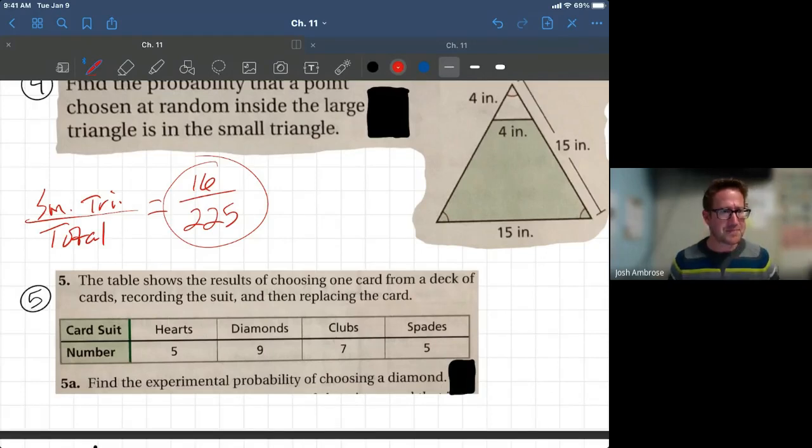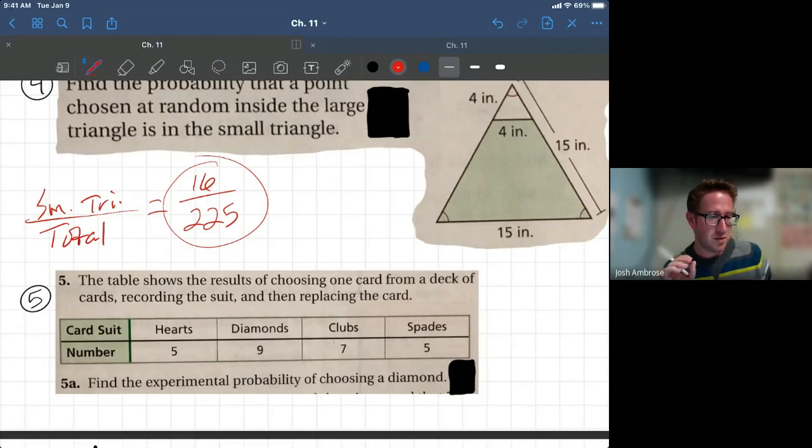Last one. We have a table below that shows the 4 different suits from a deck of cards: heart, diamond, club, spade. By the way, we're going to be doing multiple problems throughout this chapter that deal with cards, so you probably want to start remembering how many cards are in a deck of cards. All right, so the table shows the results of choosing one card from a deck of cards, recording the suit, and then replacing the card. What does that mean, replacing the card? That means you put the card back in the deck. That's important to remember here.